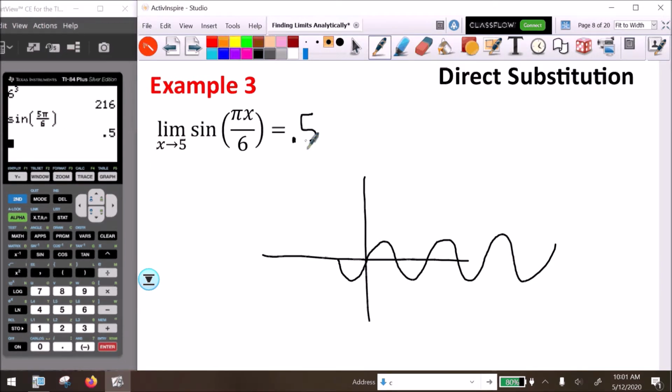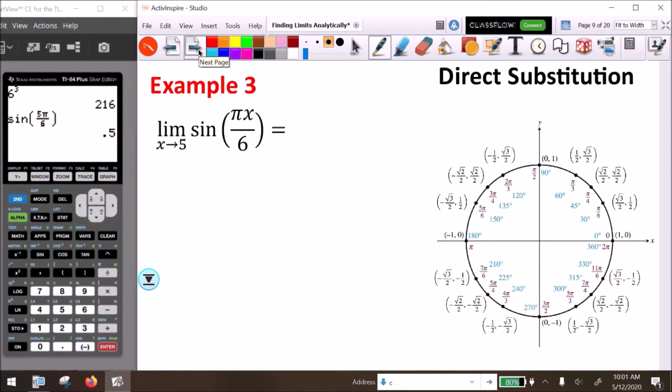Now, another way you can get the same answer is by looking back at our special right triangles, or perhaps the unit circle that we constructed based on those special triangles. If you want to find 5 pi over 6 radians, because we're replacing x with 5, so we have 5 pi over 6 radians. That would be right here. And what we can do is just look for the sine. Remember, the sine, we would look at the y coordinate right here, and that equals 1/2. So our answer is 1/2.